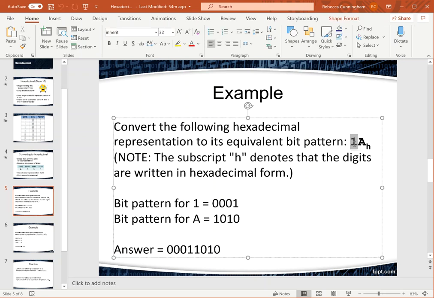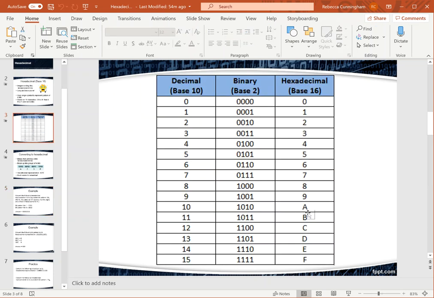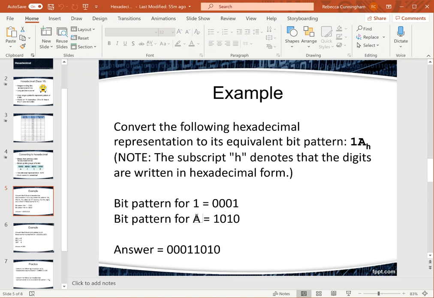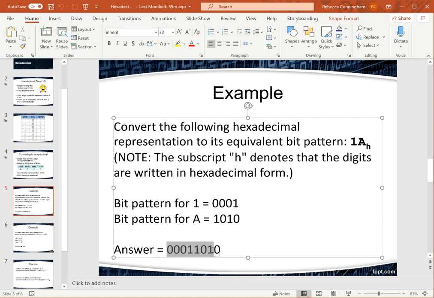So how do we go about the conversion? Well, we need to convert the 1 and we need to convert the A, right? I've already looked these up on the charts, but you might know the bit pattern for 1 because you've already done some decimal to binary conversion, and so that's 0001. And then A, you might have to look that up in the chart. So I'm going to go to the chart and find A, and the bit pattern for A is 1010. So my answer would be 0001 1010, and that's how I would write it.